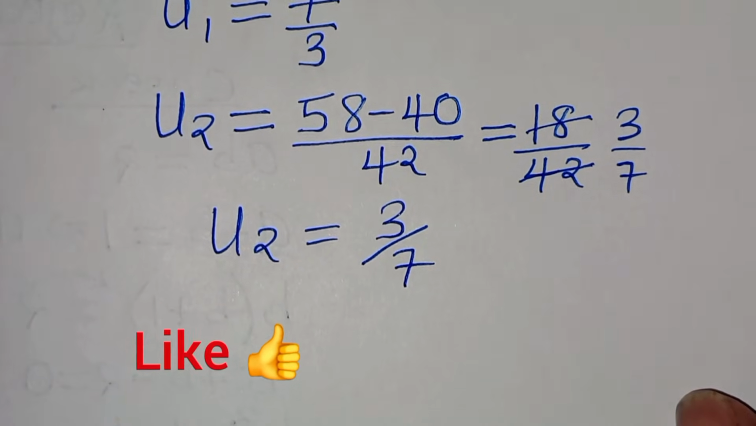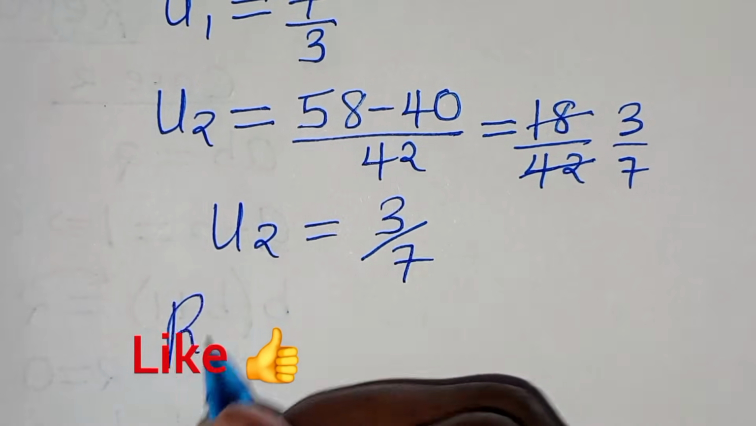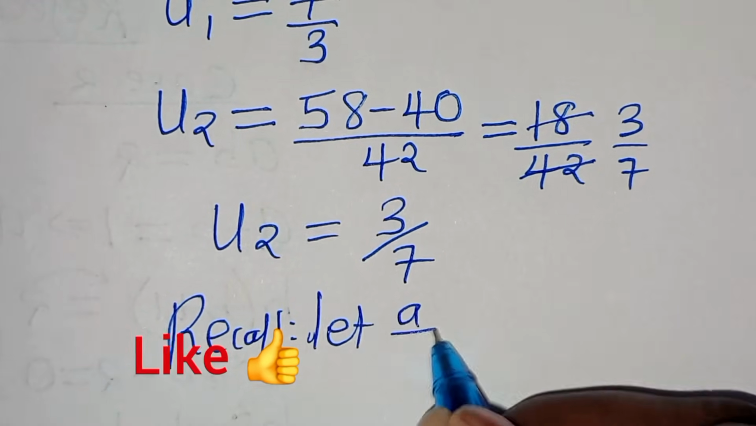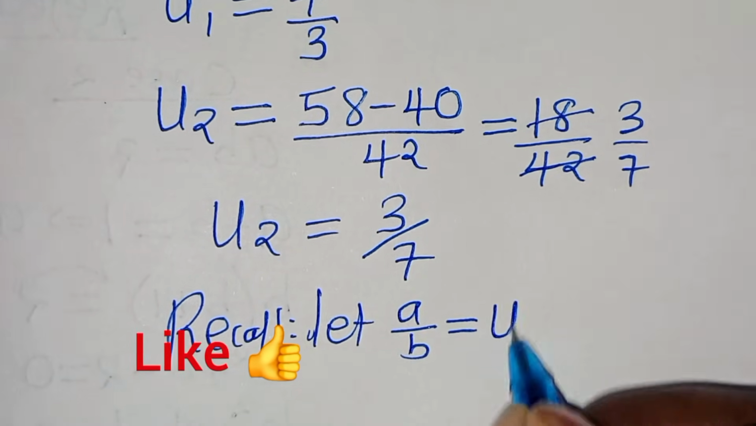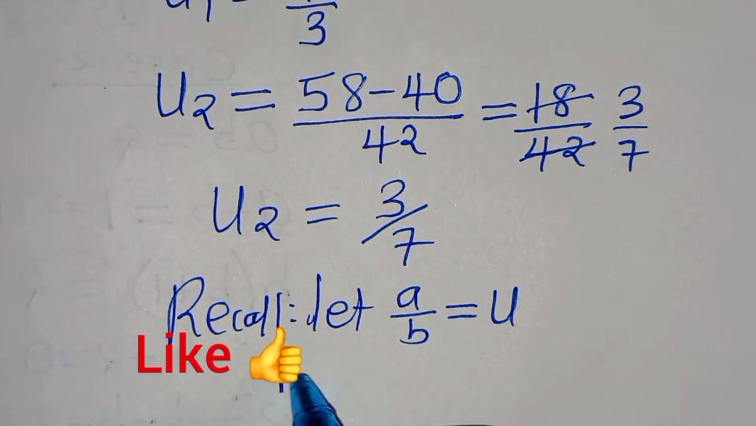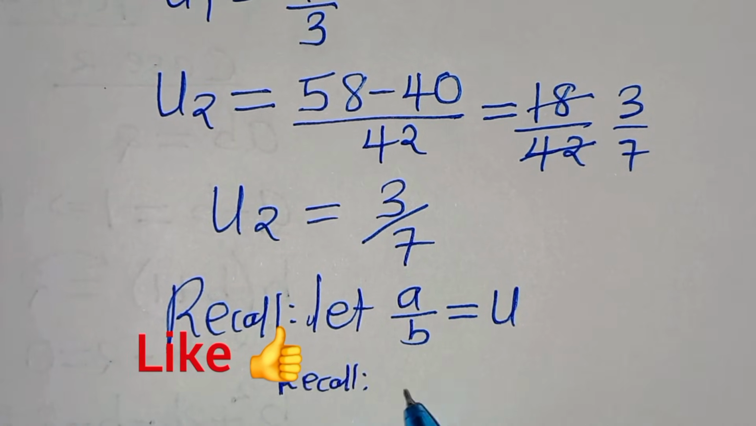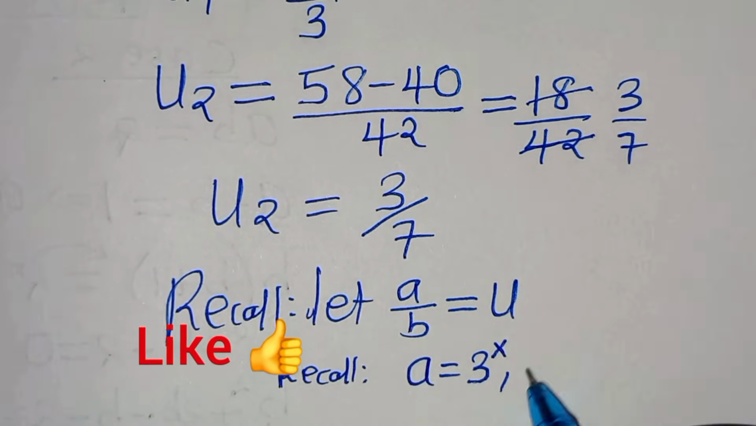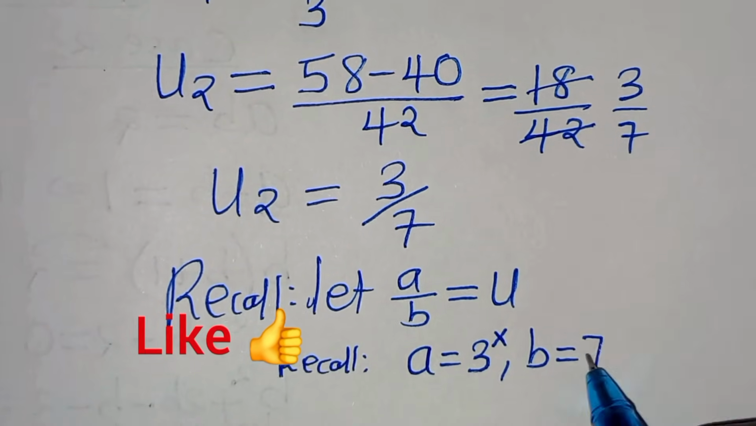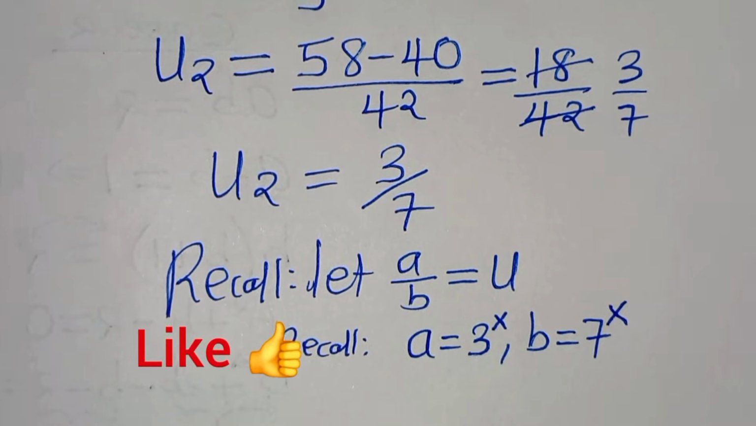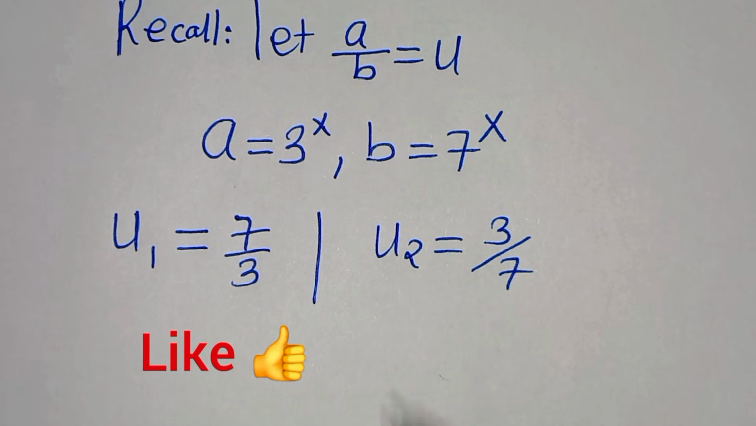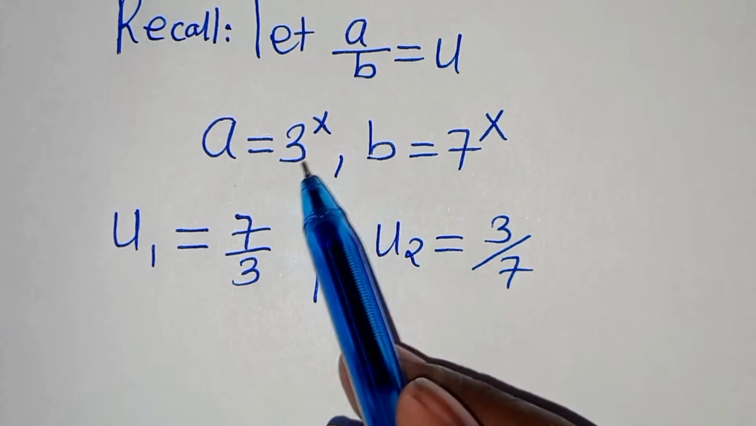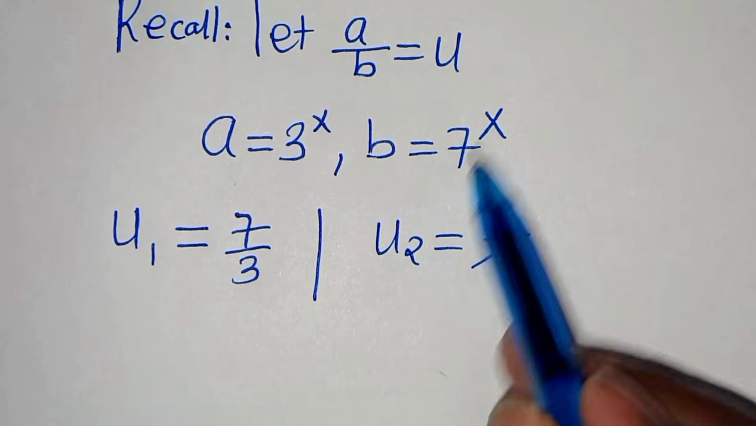And then, if you recall, we insist that we can let A over B be equal to U. And again, if you recall, we have that A is equal to 3 to the power of x, and we have B is equal to 7 to the power of x. Okay? Now, we have that A over B is equal to U, and given that A is equal to 3 raised to the power of x, and B 7 to the power of x.